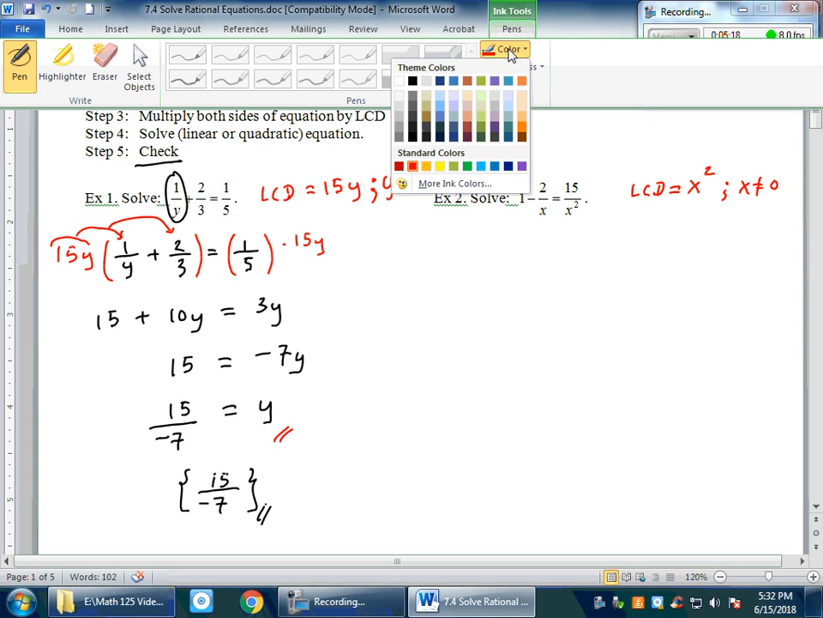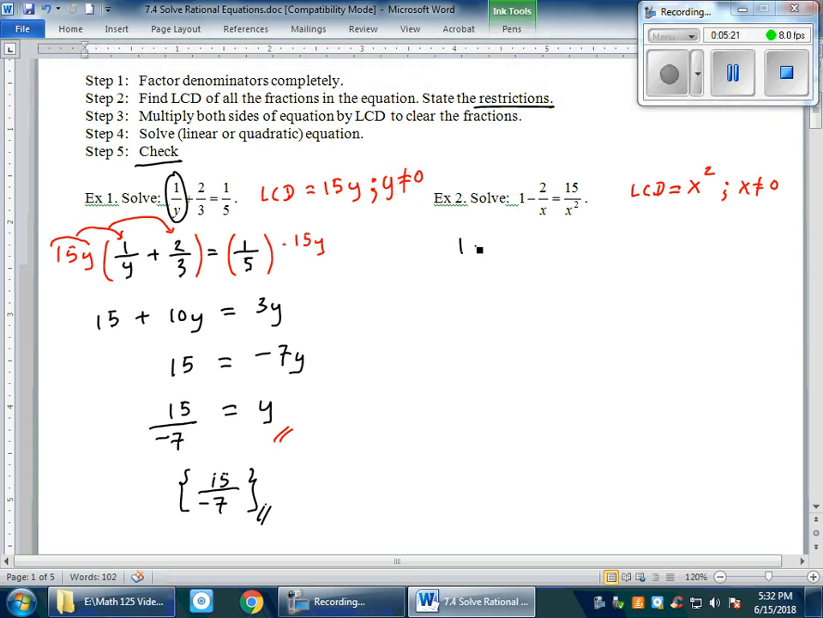We can use the technique of multiplying the left-hand side and the right-hand side by the least common denominator to clear the fractions. In this case, the LCD is x squared, so I multiply the left-hand side by x squared and the right-hand side by x squared. Distributing x squared into both terms on the left-hand side, x squared times 1 gives me x squared. X squared times 2 over x, x can cancel out, so that becomes 2x. On the right-hand side, x squared and x squared cancel out, so we are left with 15.